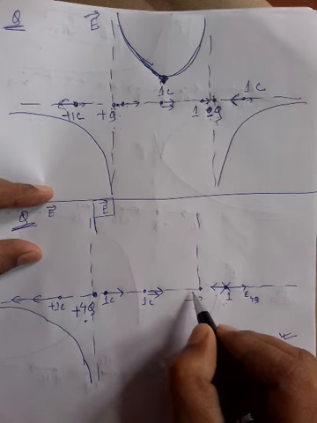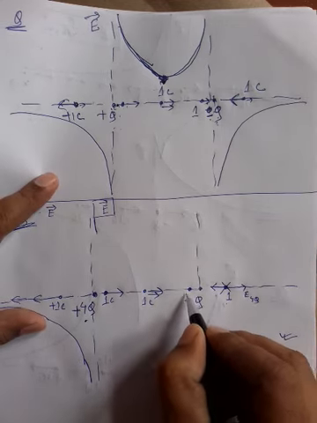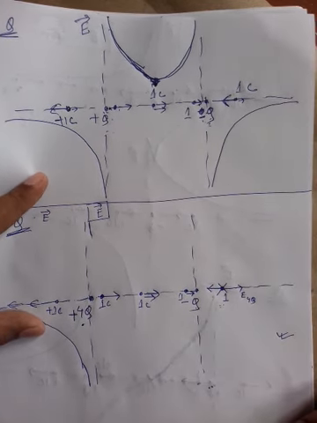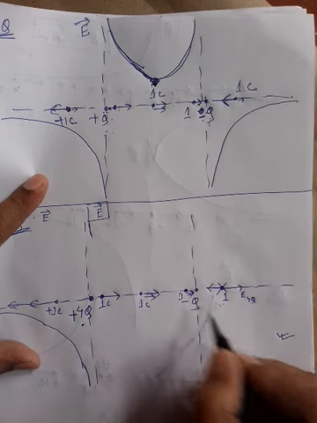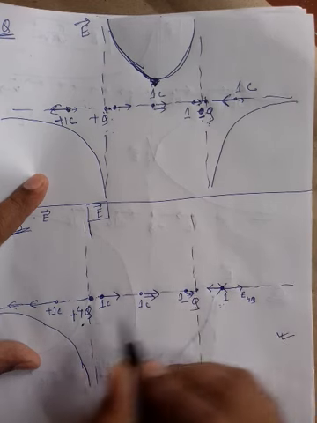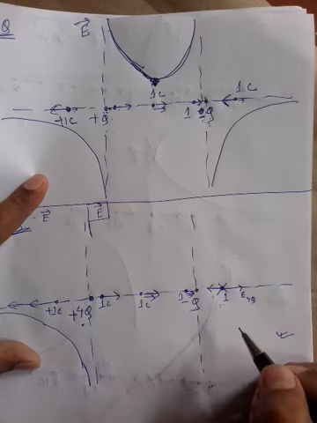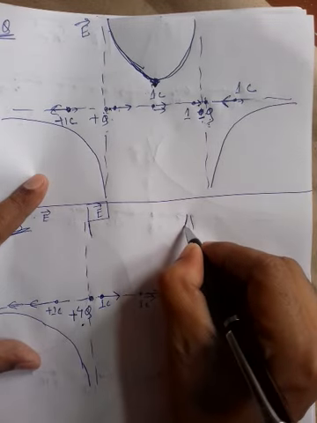Very close to minus q, any 1 coulomb gets attracted towards the right. 4q also will repel in the same direction, so both are positive, but very close to q the effect of 4q is negligible, so an infinite result. Because of that, infinite field towards the right, so this side also has infinite field.